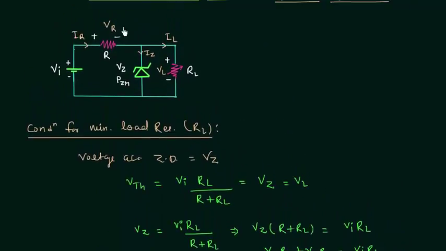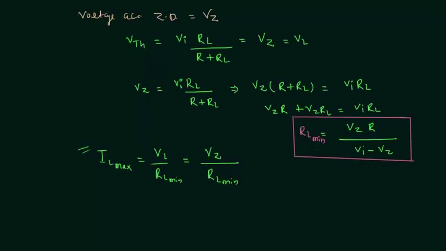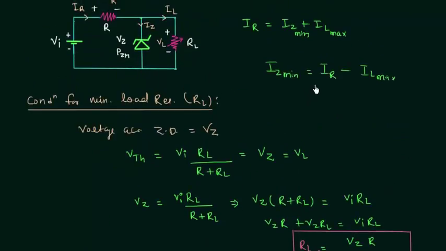If we apply Kirchhoff's current law at this node, then we have IR equal to IZ plus IL. When IL is maximum, IZ will be minimum. So we have minimum Zener current in this condition, and we can easily calculate it. IZ minimum is equal to IR minus IL maximum. We can easily calculate the value of IL maximum from this formula, and IR is simply equal to Vi minus Vz divided by R. This is the value of IR. So we can easily calculate the minimum Zener current.